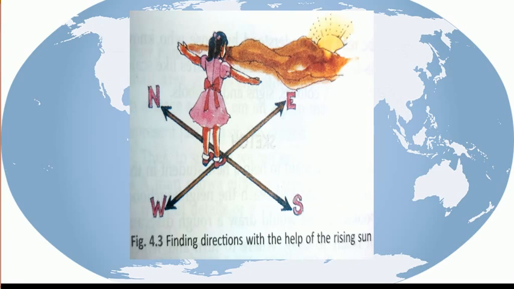This is a conventional way which we already know, that the sun rises in the east. If we are facing it, we will be able to find the other directions as well.